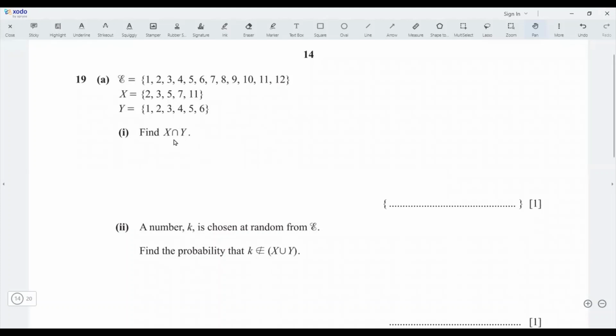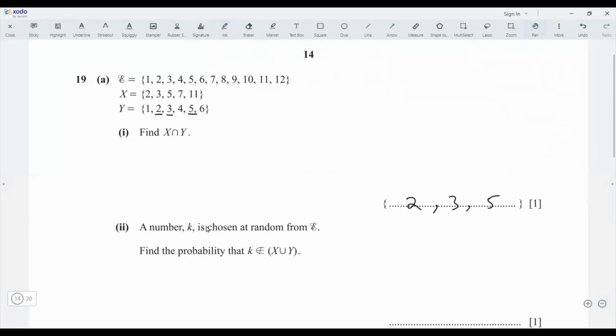Find x intersection y, which means the common elements between x and y. What are the common elements? One is 2, the other one is 3, and then it's 5. So only these elements are common. So we can write down 2, 3, and 5 inside the brackets. So what's the next question?